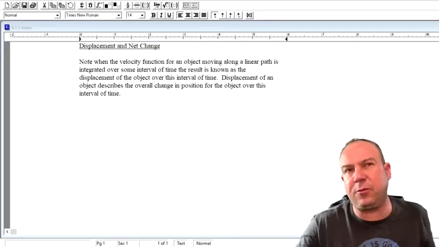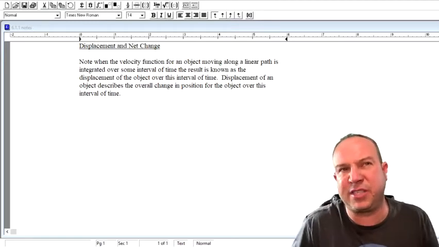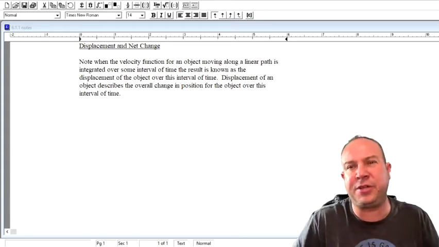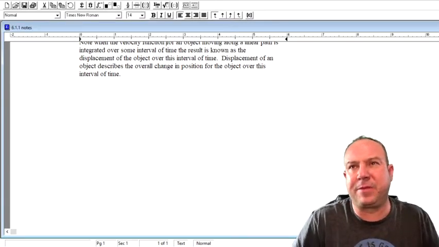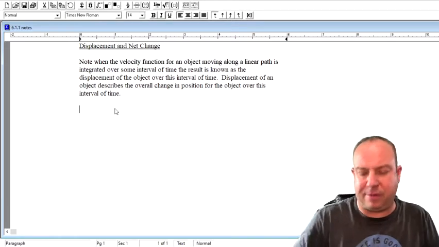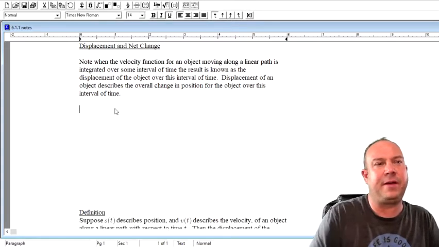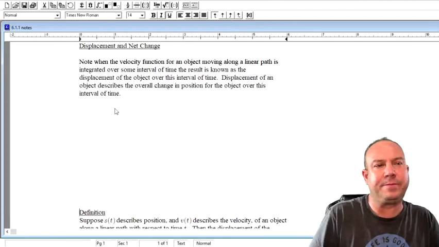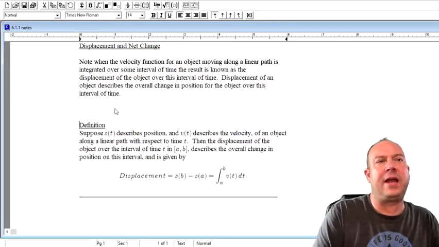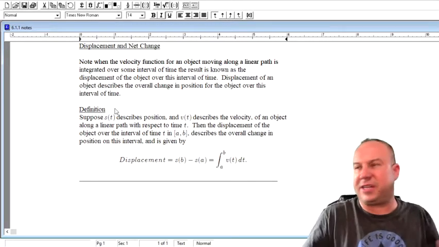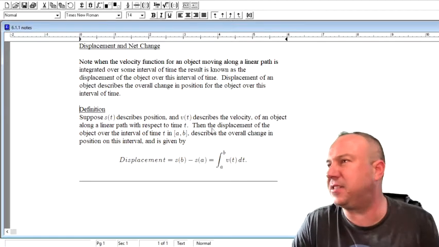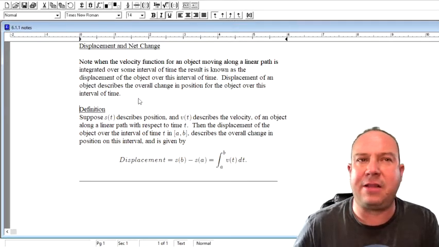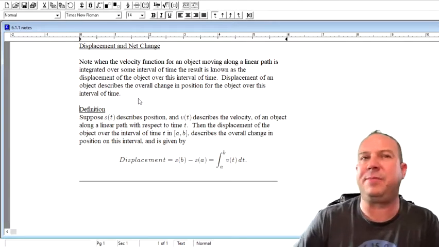But the calculation we're talking about here is displacement, and we get this calculation by integrating the velocity function. All right? I do bring this up in the formal definition, if I bring that into the picture. We might go with the assumption that S of t describes the position and V of t describes the velocity of an object along a linear path with respect to time t.